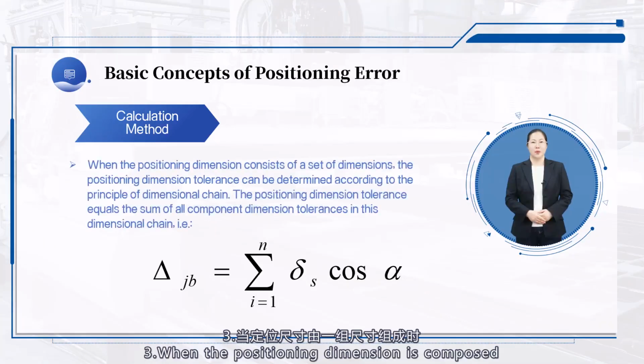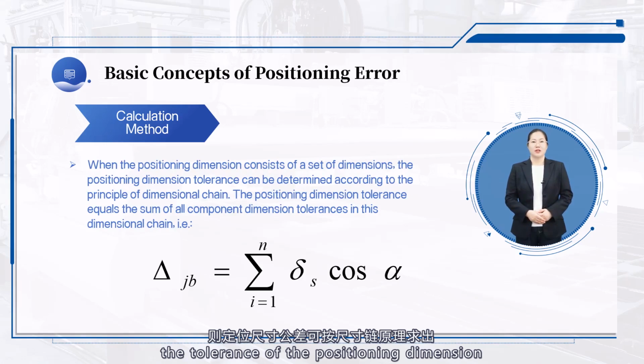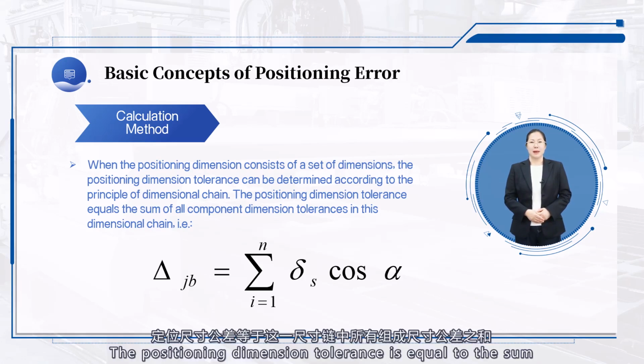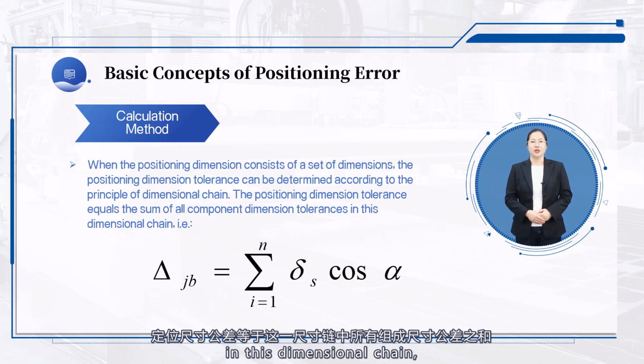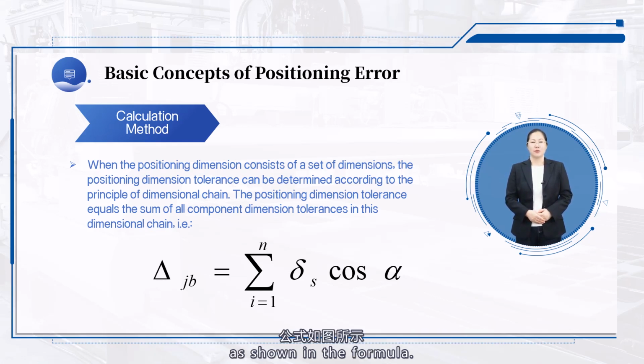3. When the positioning dimension is composed of a set of dimensions, the tolerance of the positioning dimension can be determined according to the principle of a dimensional chain. The positioning dimension tolerance is equal to the sum of the tolerances of all the component dimensions in this dimensional chain, as shown in the formula.